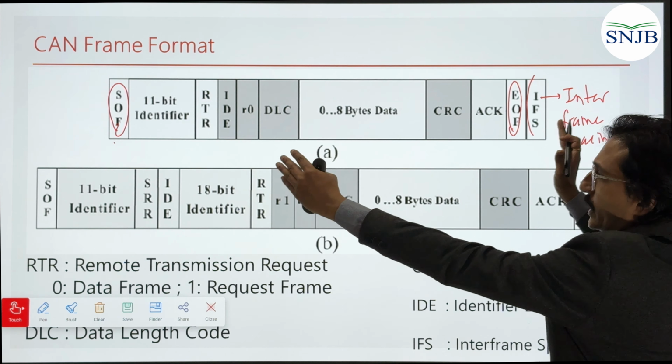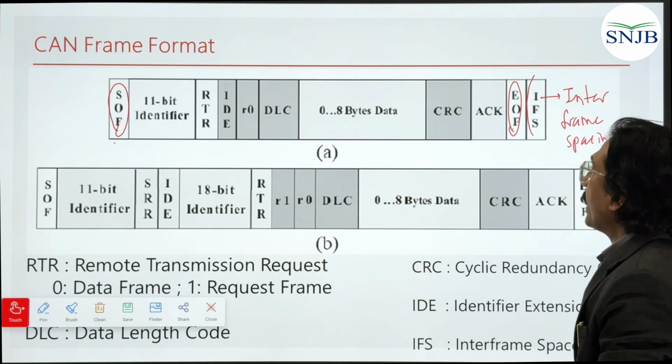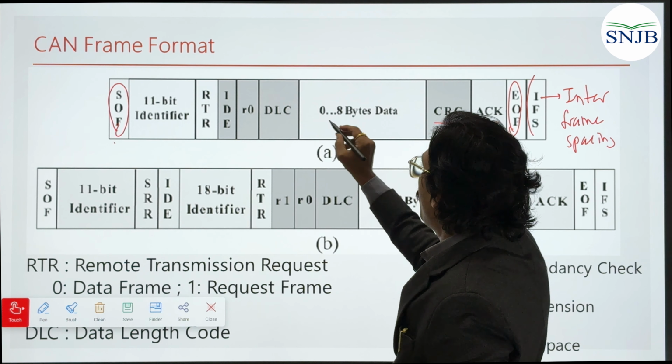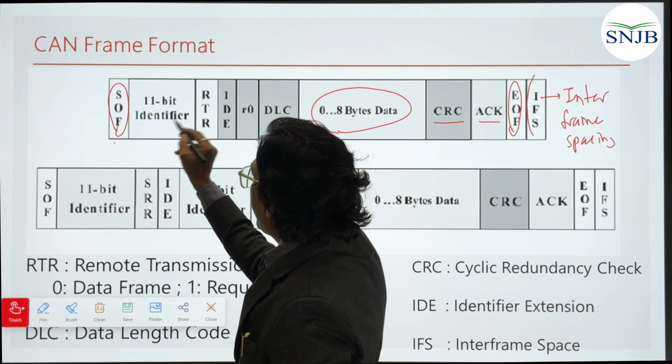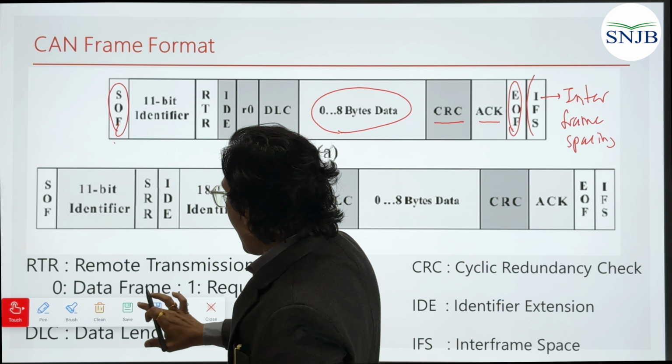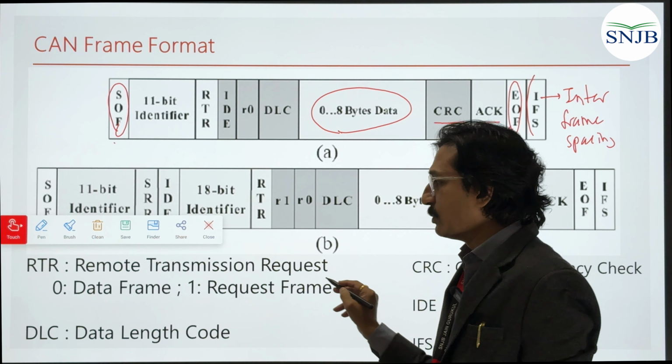So between two such frames, interframe spacing is there. Our CAN frame format is comprised of start of the frame, end of the frame, then acknowledgement bit, cyclic redundancy check, 0 to 8 bytes of the data, and after the identifier it is having RTR, meaning remote transmission request.